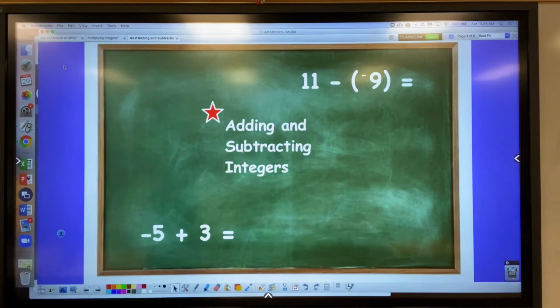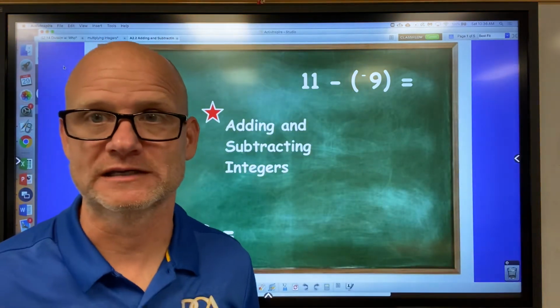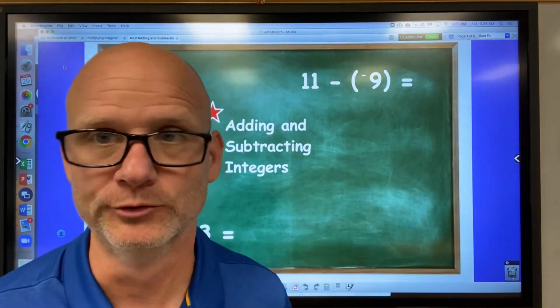Today's topic is adding and subtracting integers. So, you know the drill. Get out your pencil, get out your composition book. Let's take some notes. Okay.